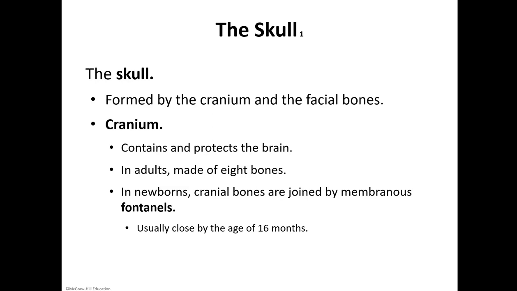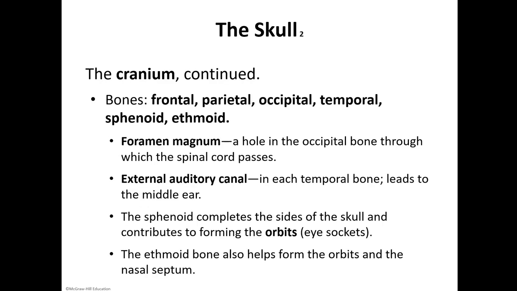In newborns, the cranial bones are joined by membranous, softer bone-like structures called fontanelles. These usually close by the age of 16 months. The foramen magnum is a hole in the occipital bone through which the spinal cord passes. The external auditory canal is inside the temporal bone and leads into the middle ear.